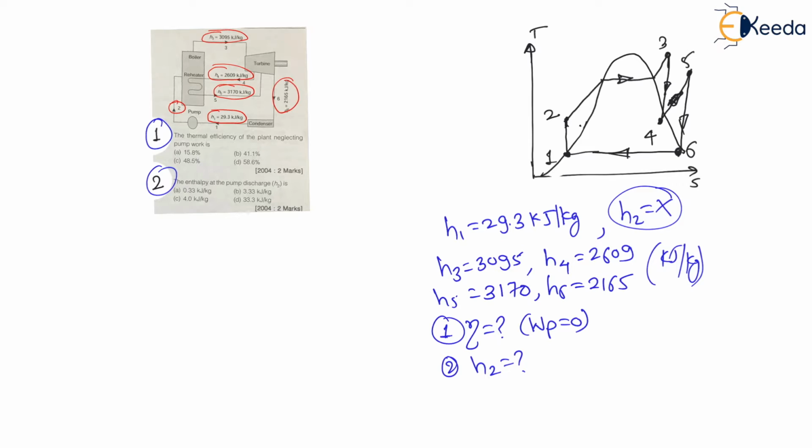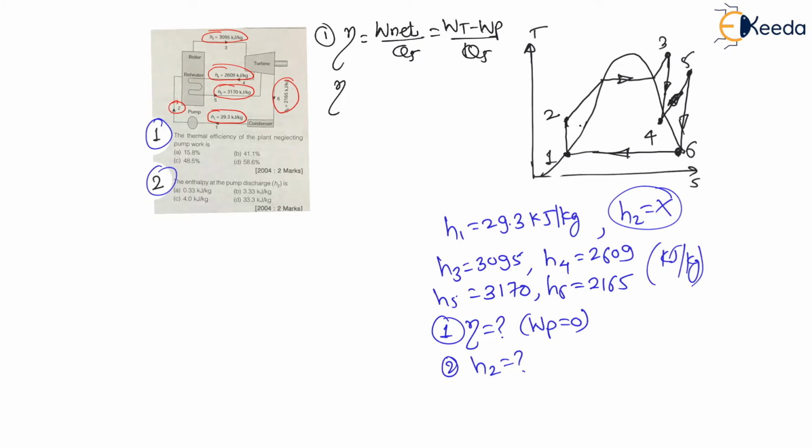Now my dear students, the very first question: the efficiency of any cycle is nothing but always net work output divided by heat supply. Right, this will be the efficiency of the cycle. And net work output is nothing but work of turbine minus work of pump, divided by heat supply. This will be the efficiency formula.